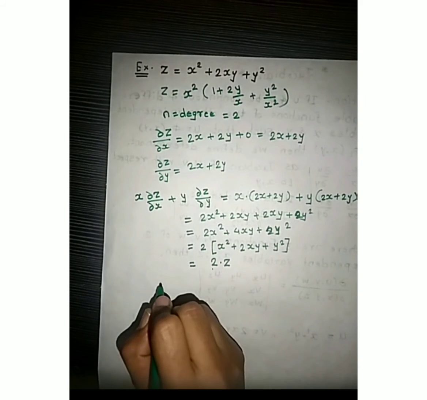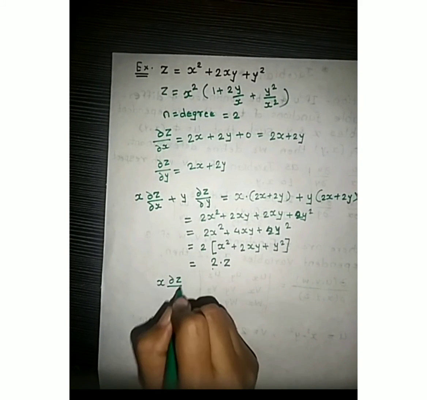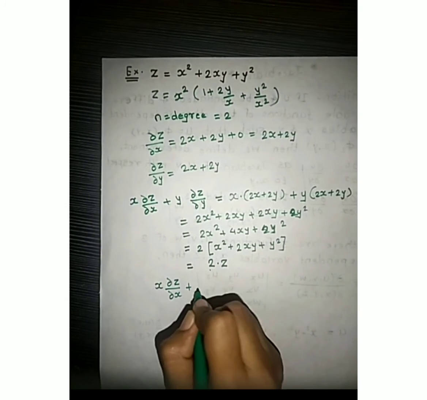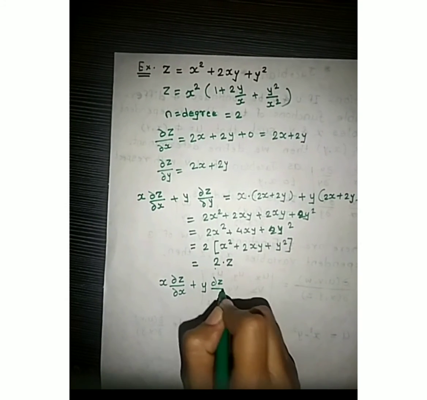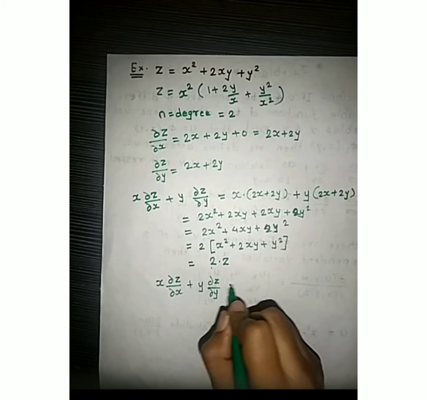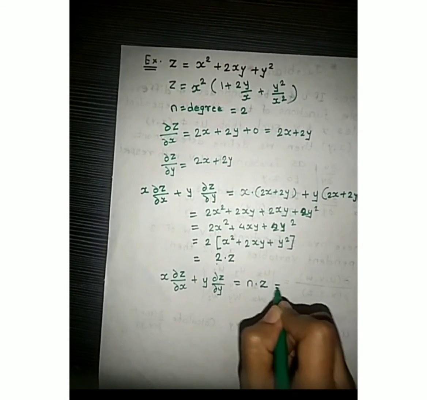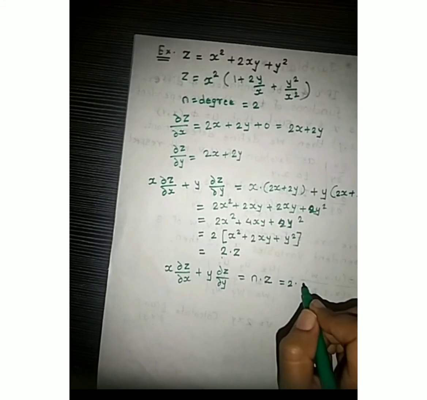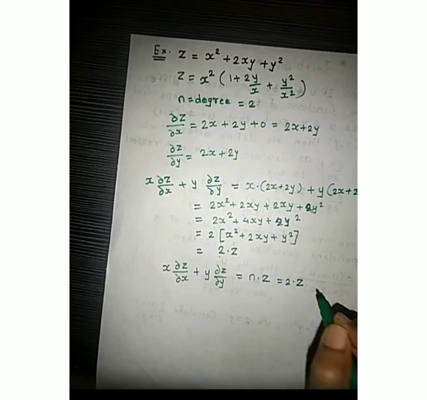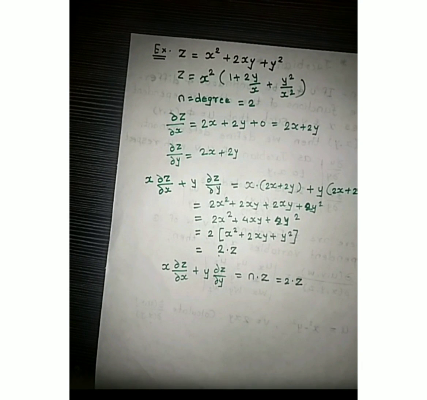Therefore we get x into ∂z/∂x plus y into ∂z/∂y is equal to n into z, which is 2z, which is nothing but our statement of Euler's theorem. Hence, it is proved, we verified Euler's theorem by this example. Okay, thank you, students.